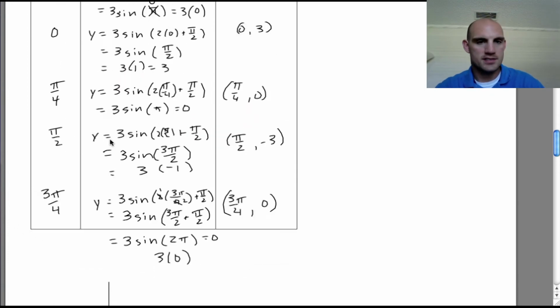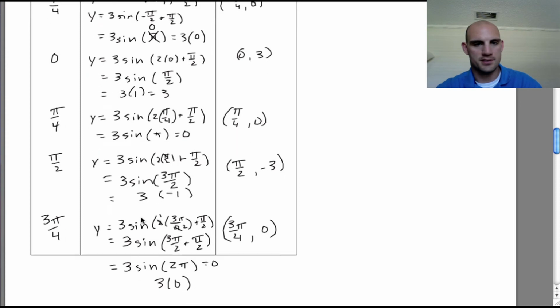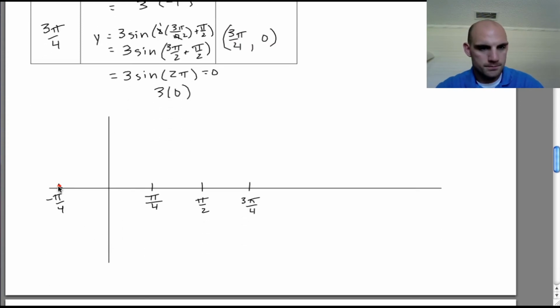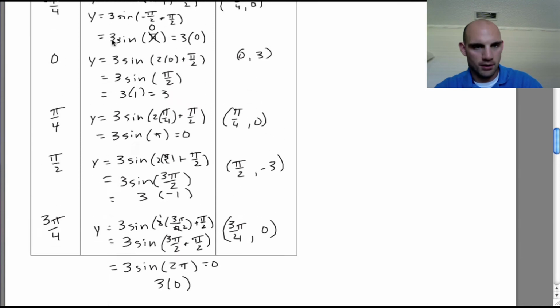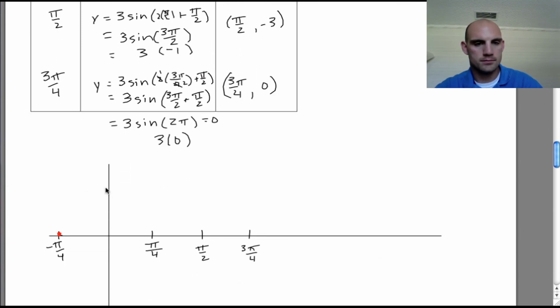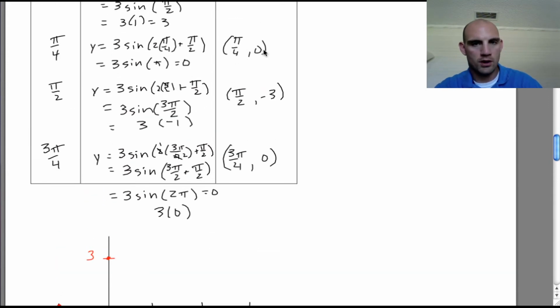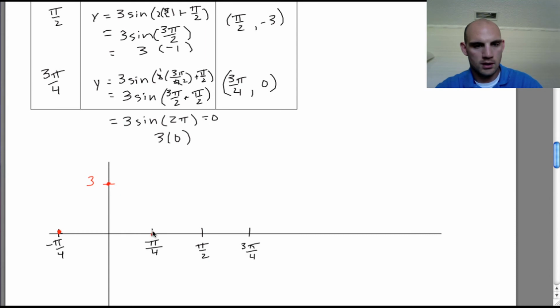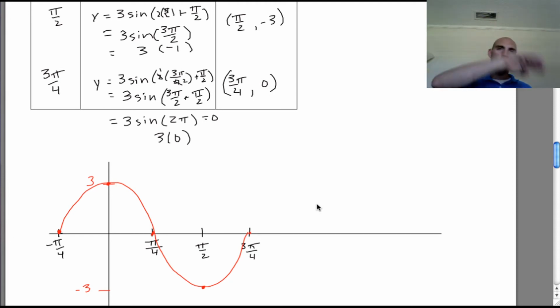Now, knowing that this is a sine graph, I'm going to be able to see where this is going to go. So we start out at 0. When I'm at 0, I'm at 3. So I'll mark off my 3. And I'm at 0, 3. When I'm at pi over 4, I'm at 0. So here's pi over 4. I'm at 0. At pi over 2, I'm at negative 3. Now when I'm at 3 pi over 4, I'm back at 0. It makes sense, guys. It's a system. It's a pattern. Because sine always starts in the middle, goes high, goes low, goes back to the middle.